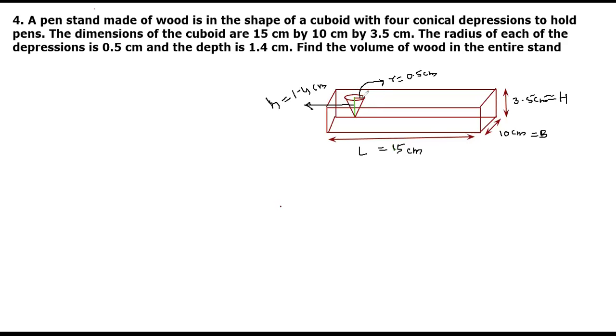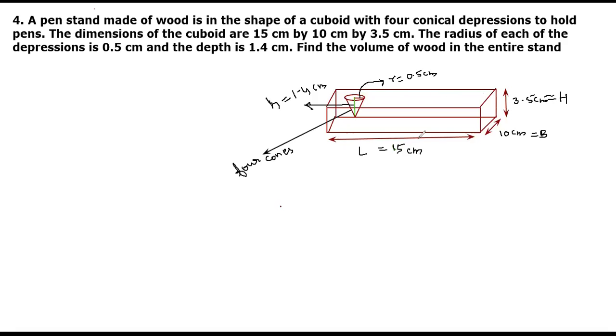These are the conical depressions, meaning this part is hollowed. Like this cone, there are four cones. How many cones are there? Like this, four cones. We have four conical depressions, so hollowed. So what will we do? There are four cones, so we have to find the volume of the entire wood.